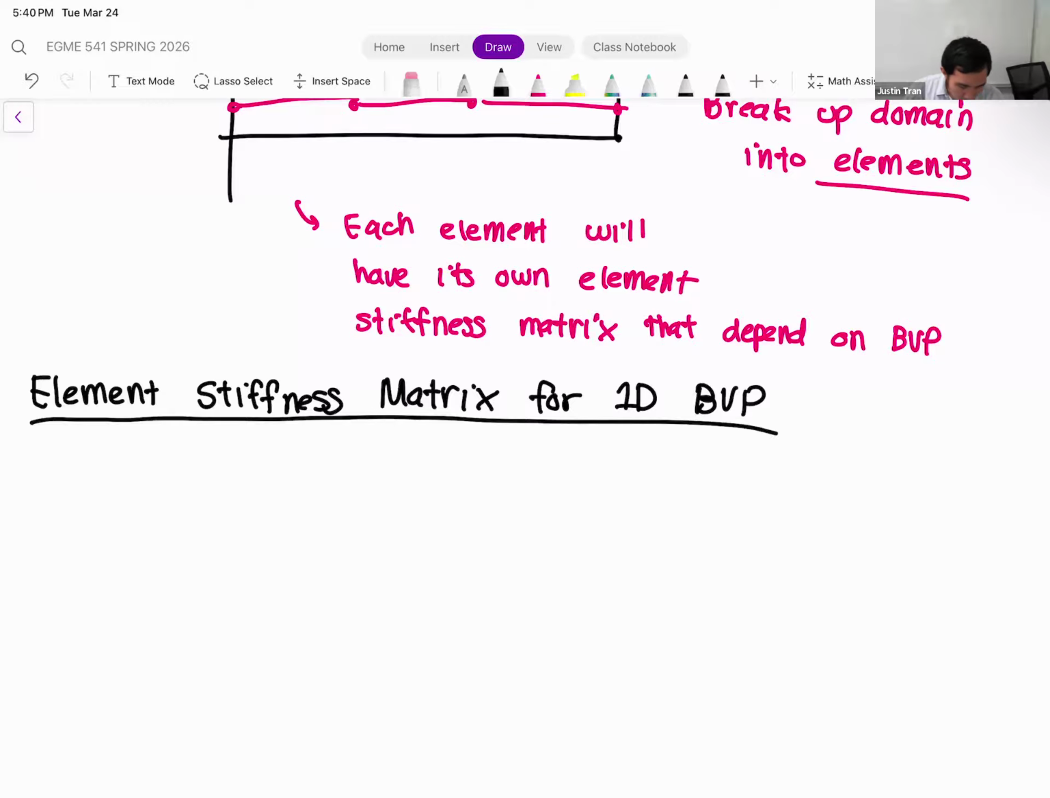So where we left off, let's summarize what we've done so far. When we're deriving these element stiffness matrices, we're essentially working off the weak form of the boundary value problem. And when we're working with the weak form, typically we assume a form of the solution. So we're finding an approximate solution to the weak form. In our particular case, we're using the simplest possible polynomial, which is a linear function.